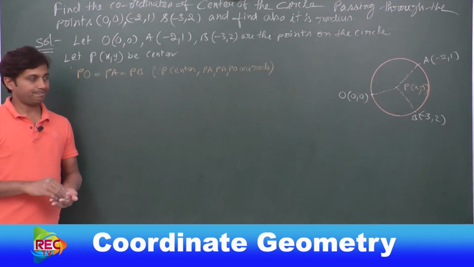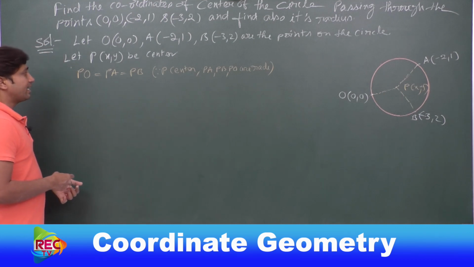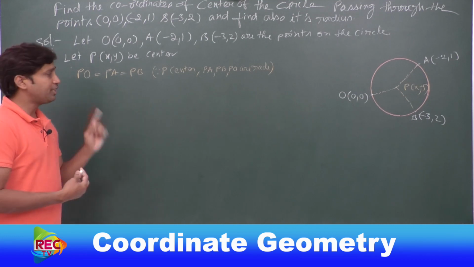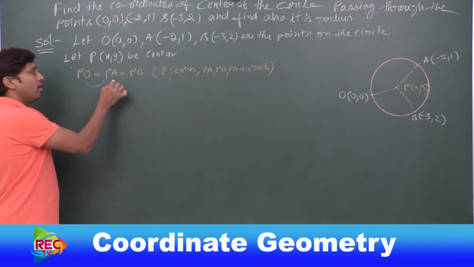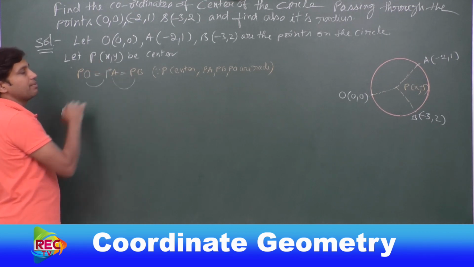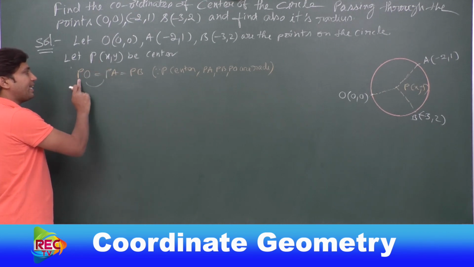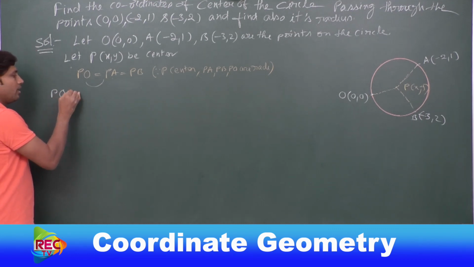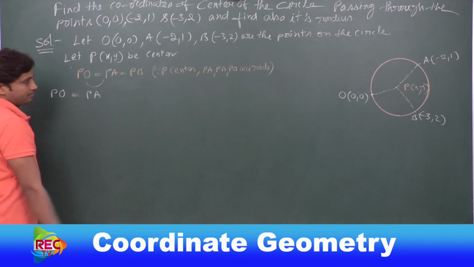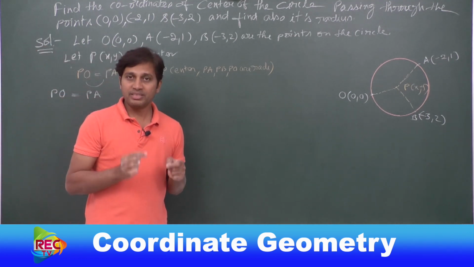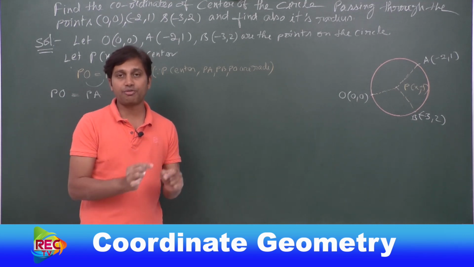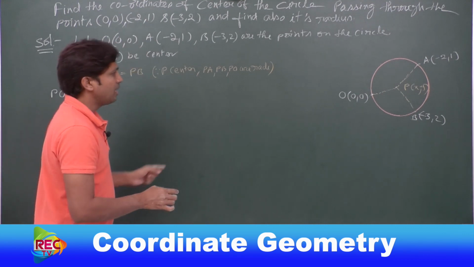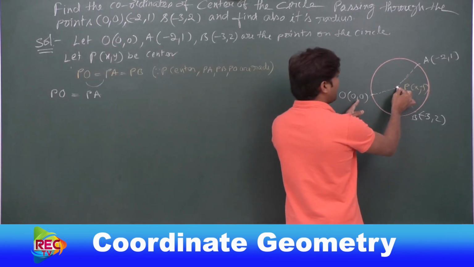Now for our convenience, let us choose. When three expressions are equal, any two of them can be equal: these two can be equal, or else these two, or else these two. Let us choose one of them. Let me take PO equal to PA. PO equal to PA means the distance between P and O is equal to the distance between P and A, which represent the radius.